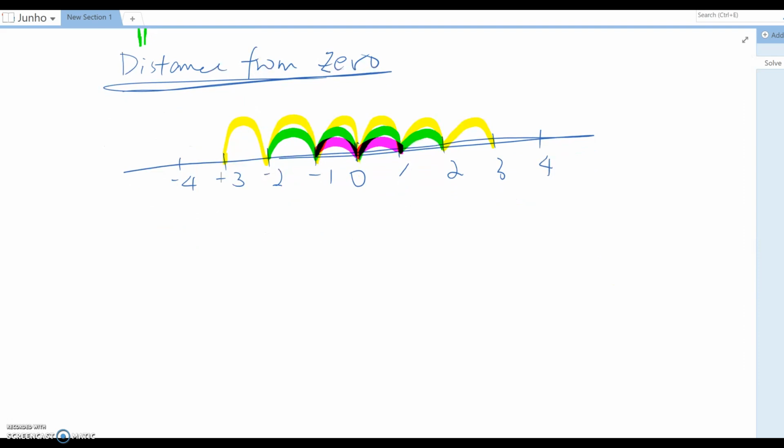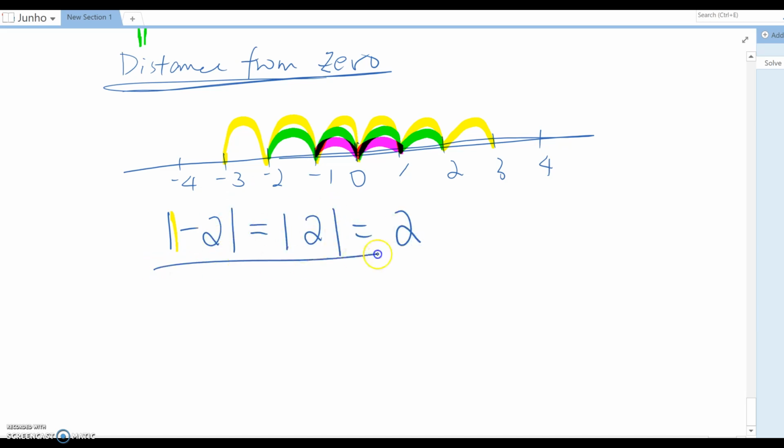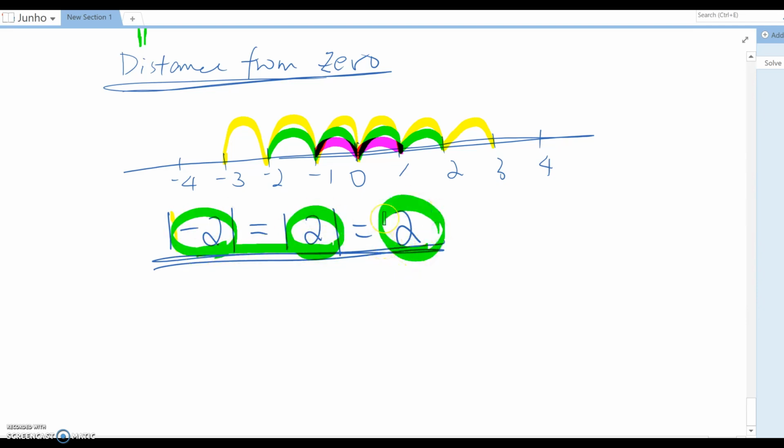absolute value means we only care about the distance here. Therefore, negative 2 means positive 2, which means 2. So how can we interpret this concept? Both negative 2 and positive 2 are 2 units from the 0. That's what this means. Therefore, we never write a negative value for absolute value.